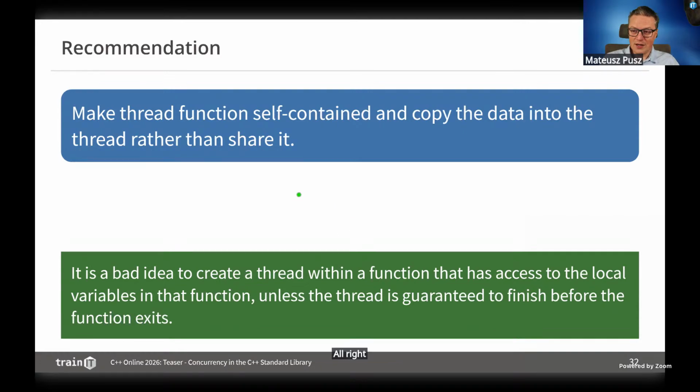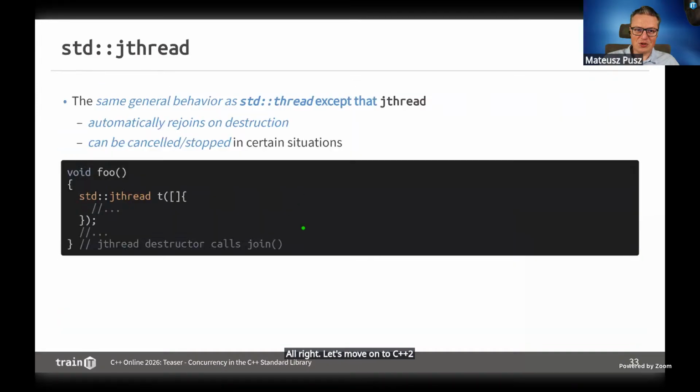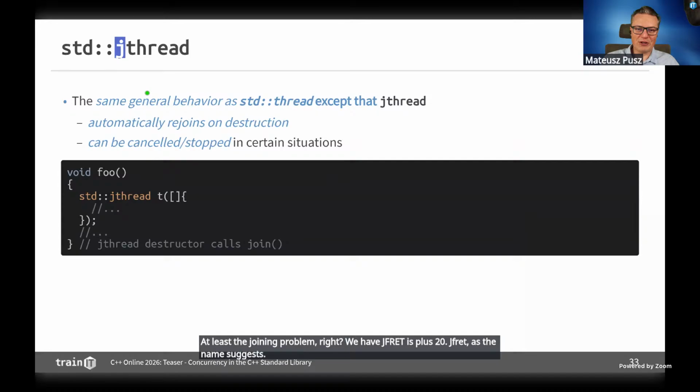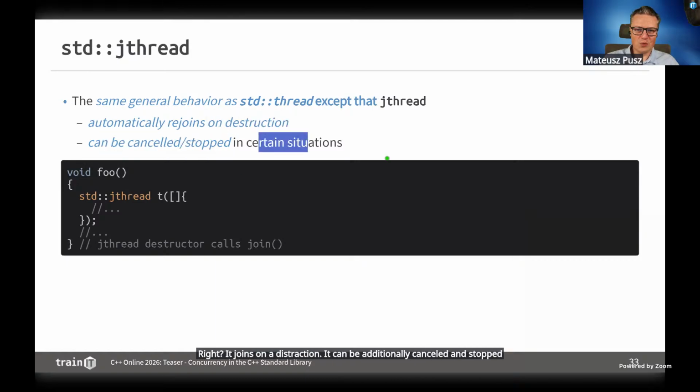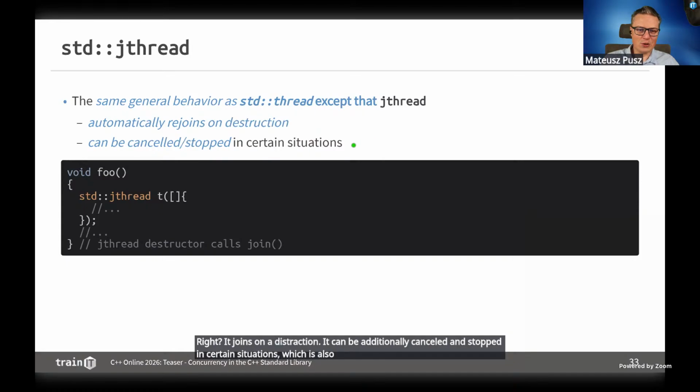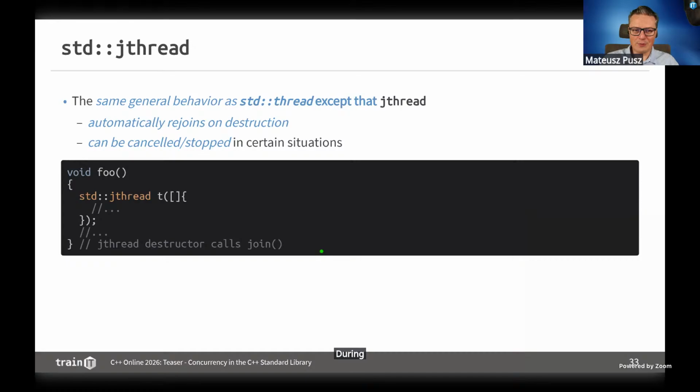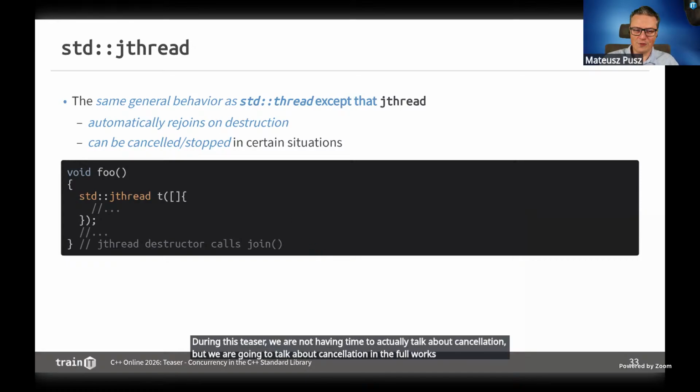All right, let's move on to a C++20 abstraction that tries to fix it, at least the joining problem. We have jthread in C++20. jthread, as the name suggests, is a thread that joins by default. It joins on destruction. It can additionally be cancelled and stopped in certain situations, which is also different from the regular thread, because the regular thread does not have this feature. During this teaser, we do not have time to talk about cancellation, but we are going to talk about cancellation in the full workshop after the conference.